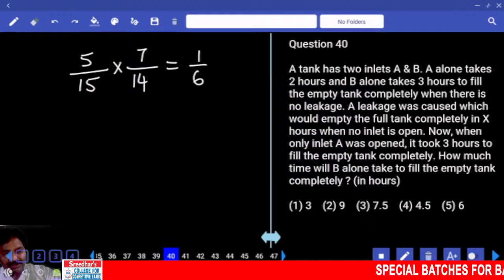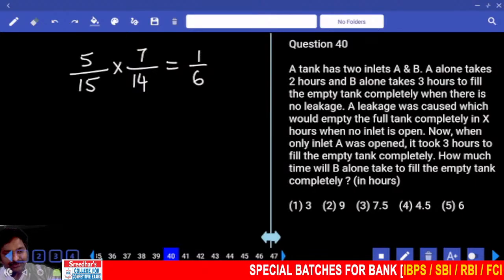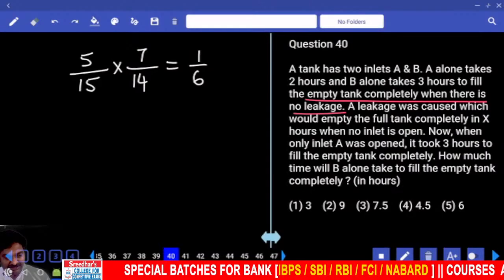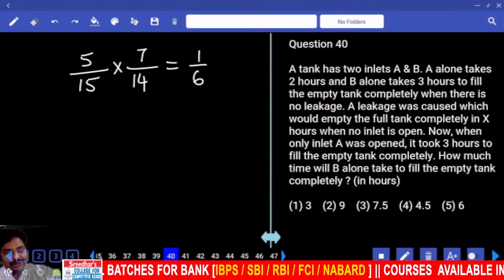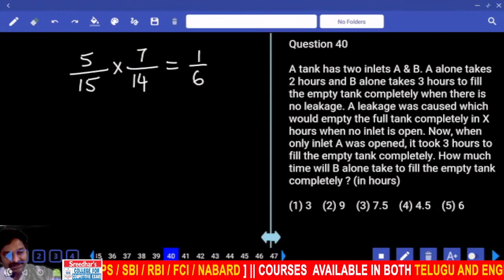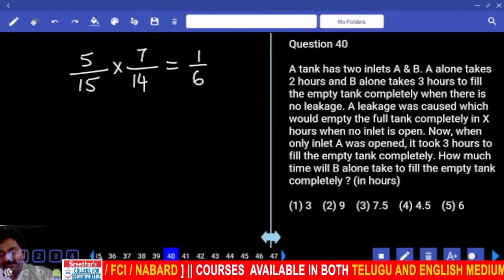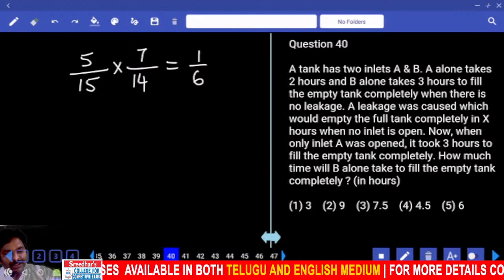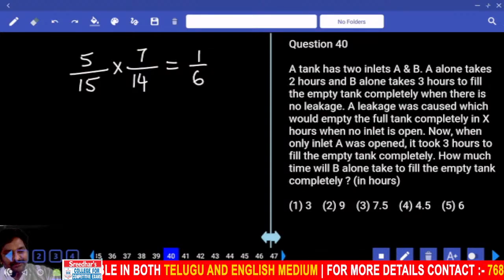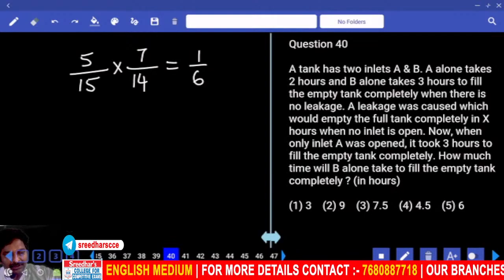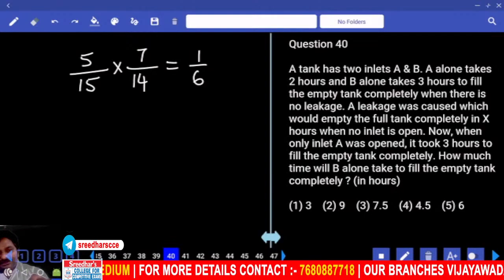A tank has two inlets A and B. A alone takes 2 hours and B alone takes 3 hours to fill the empty tank completely when there is no leakage. A leakage was caused which would empty the full tank in x hours when no inlet is open. Outlet can empty the tank in x hours. Now when only inlet A was open, it took 3 hours to fill the empty tank completely. How much time will B alone take to fill the empty tank completely in terms of hours?